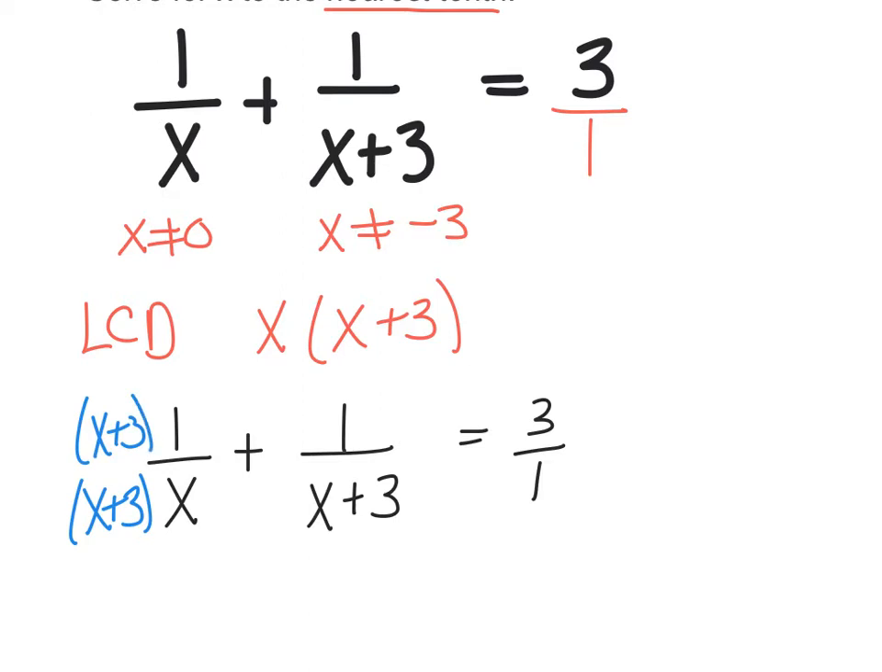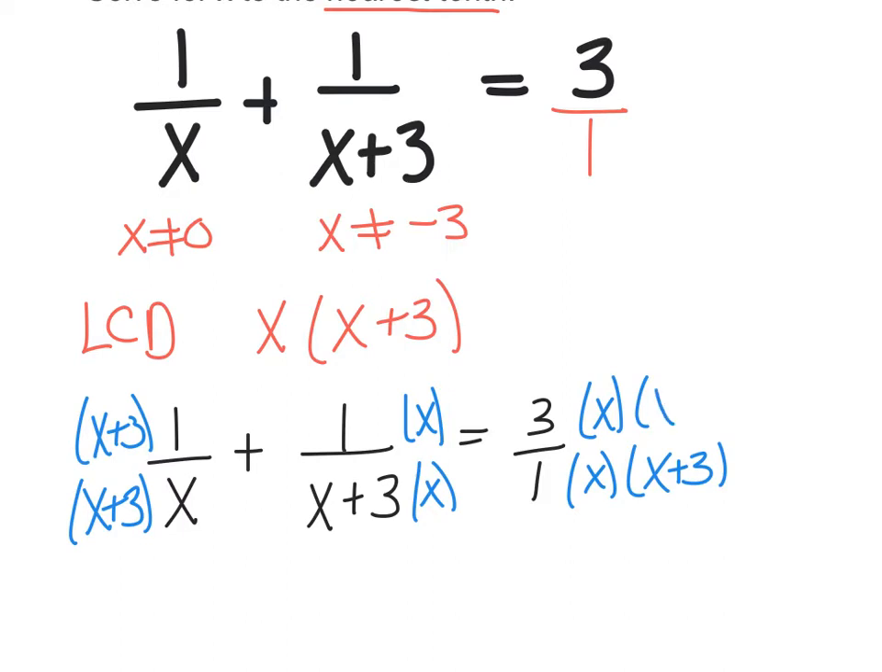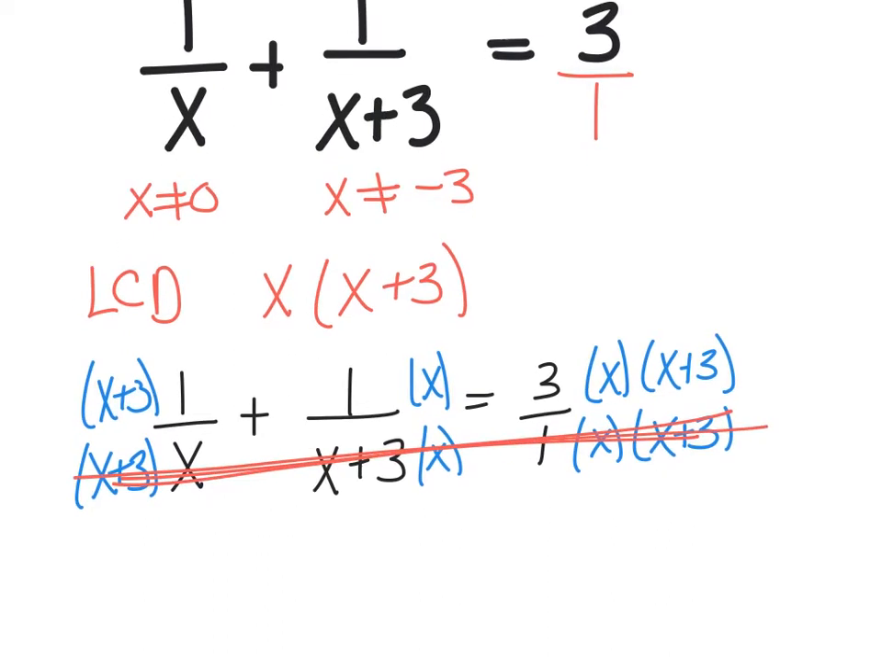Okay, this guy has the x plus 3. It's missing just the monomial x. So it's going to get x to the top and bottom. And this last fraction doesn't have either, so it needs the x and the x plus 3 to the top and bottom. Okay, so now as I glance, they all have the same common denominator. I can cross those off, and I'm just going to solve the numerator.